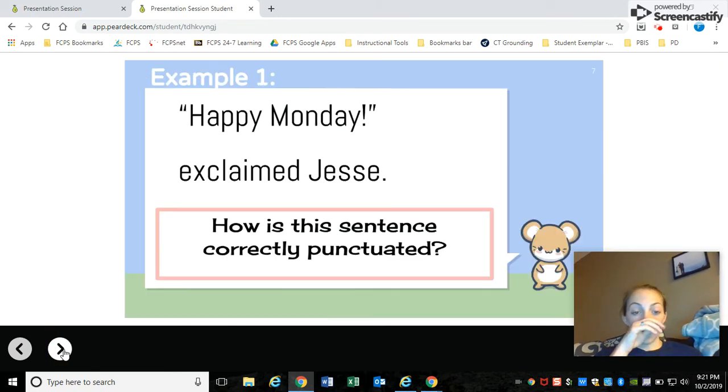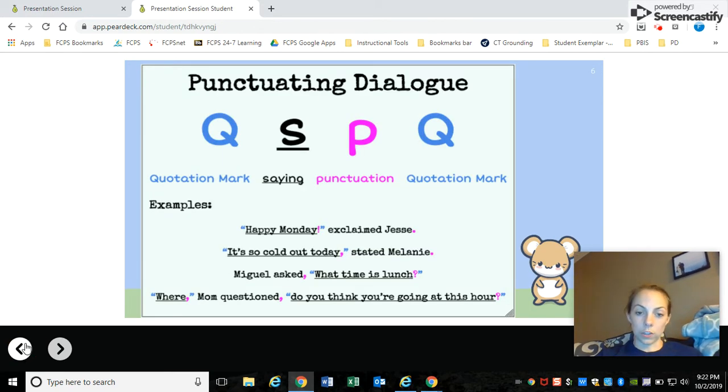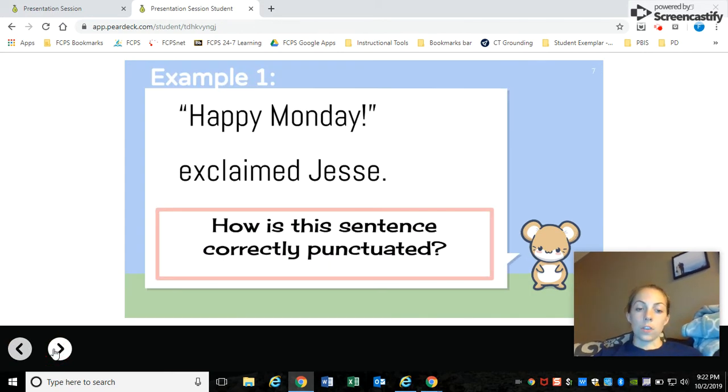So as you're clicking through these PearDecks, you're going to see some questions. So you'll have a slide that looks like this, and I'm going to use my same examples. And it's going to ask you, how is this sentence correctly punctuated? And then there'll be some multiple choice options. Now, if you get a little confused, click back, go back to the examples so you can look and check here. Then you'll go back, say, okay, where's my dialogue tag? In this one, it's "exclaimed Jesse."